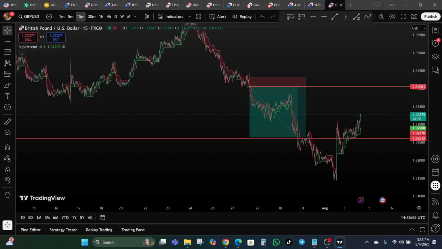Just test the Supertrend settings to match the asset's volatility. What makes the strategy effective is its simplicity and clarity. You're not relying on 5 indicators or guessing entries. Supertrend does the heavy lifting, and you just wait for confirmation and execute with discipline. So keep your chart clean, use clear rules, and always backtest before going live.